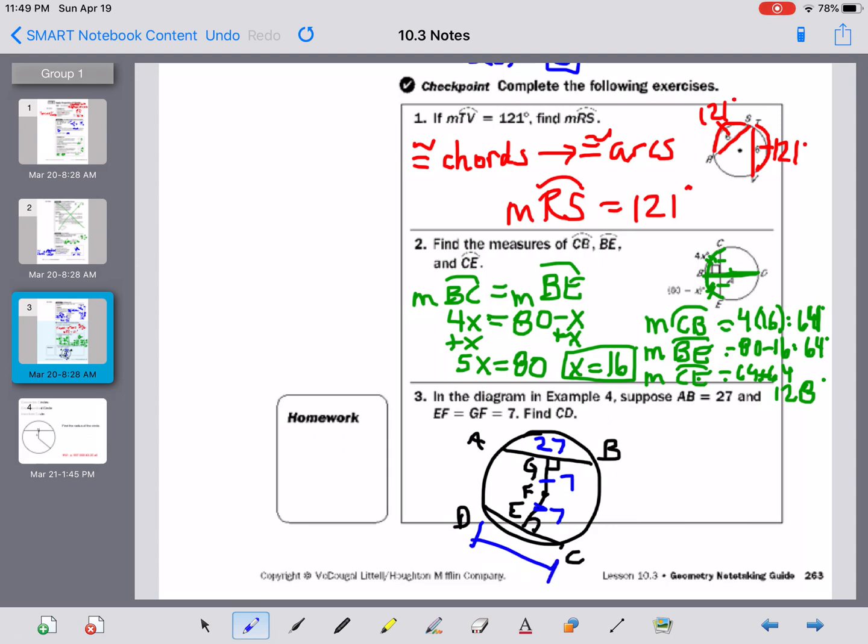Well, I want to kind of note a rule so we know how to explain this later. It looks like I'm equidistant to the center because these are both equal distance from the center. There's my equidistant from the center. So that should make congruent chords. So if AB equals 27, CD should also equal 27. So they should be the same.